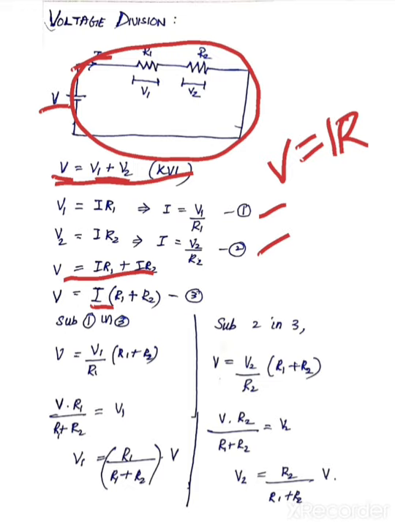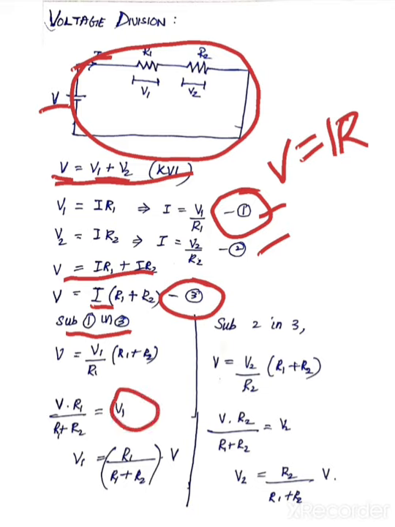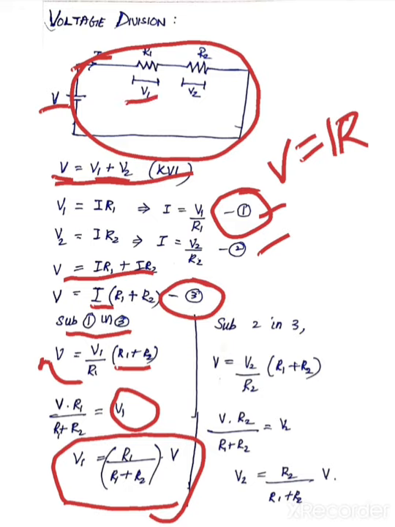Let us mark this equation as equation number 3. Now substituting equation 1 in equation 3, we get V is equal to V1 by R1 into R1 plus R2. Now we have to get the answer for V1, right? So taking R1 to the numerator and R1 plus R2 to the denominator, we get V1 will be equal to R1 by R1 plus R2 into V. This is the voltage drop across the resistance R1.